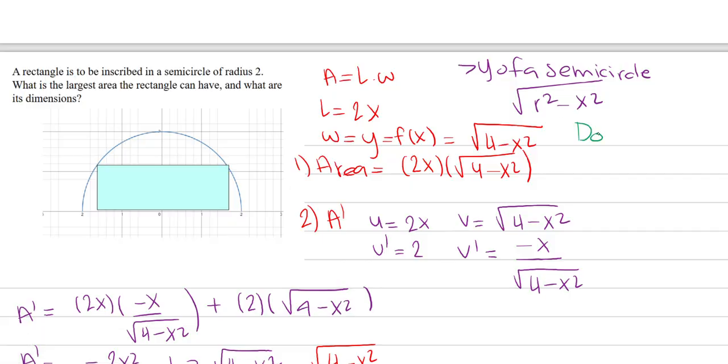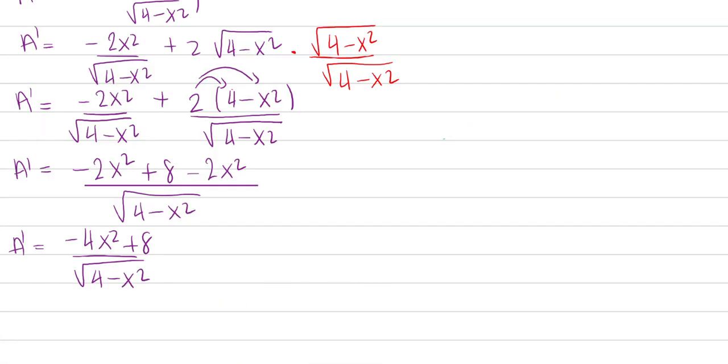To find my domain here, my domain is always going to be from 0 till my radius, in this case. So my domain is going to be from 0 until 2. Okay, let's just keep that in mind. That's on me, I forgot to say that from the beginning. Whenever I have a semicircle, my domain is going to be from 0 till my radius. Okay, so now let me move on to my critical points.